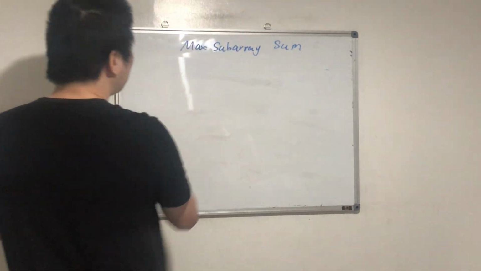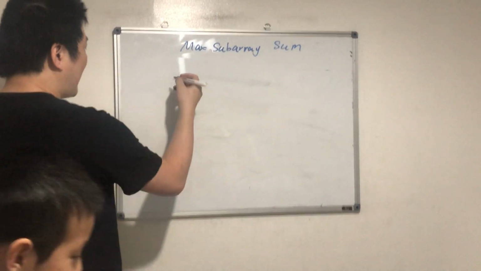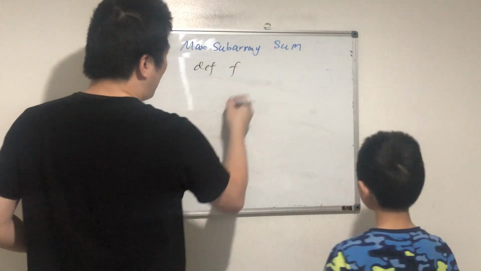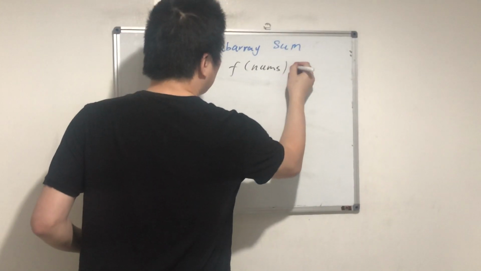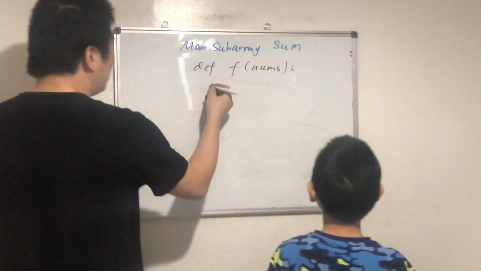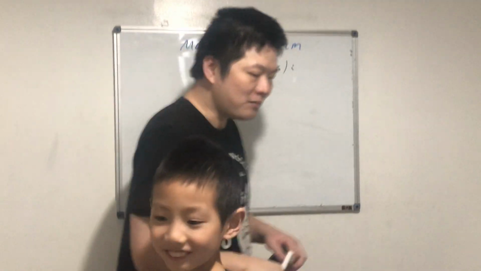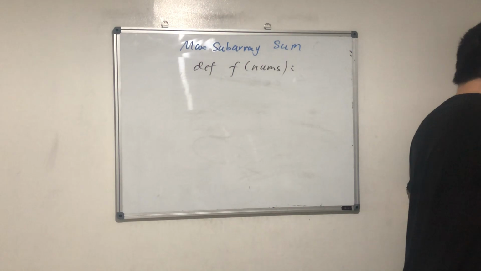Super slow. Okay, so let's brute force it first, okay? Define, let's just call it f, nums, okay? What's missing? No. Okay, so now, you don't need to shout, calm down.